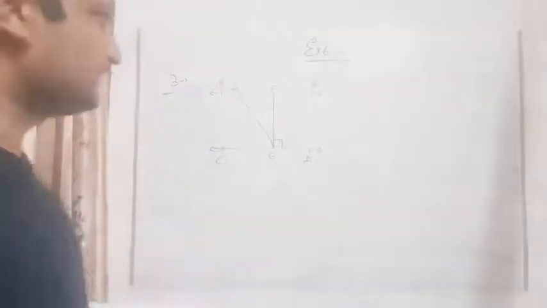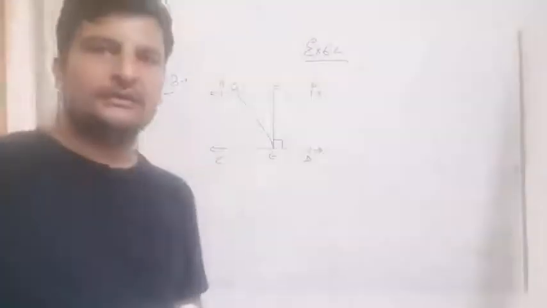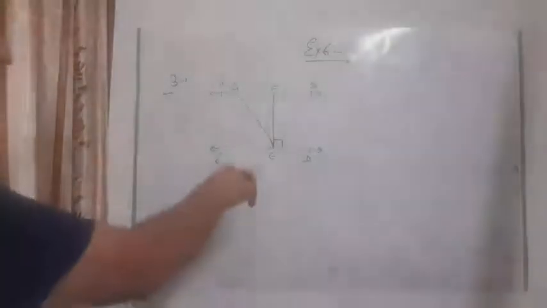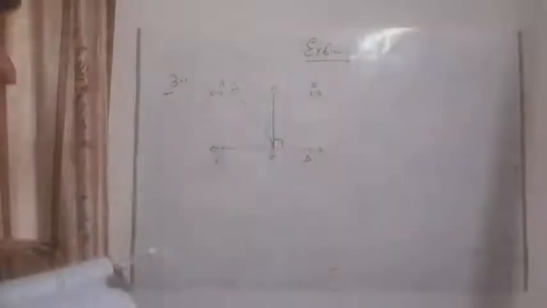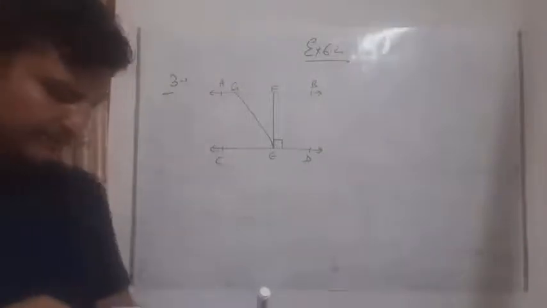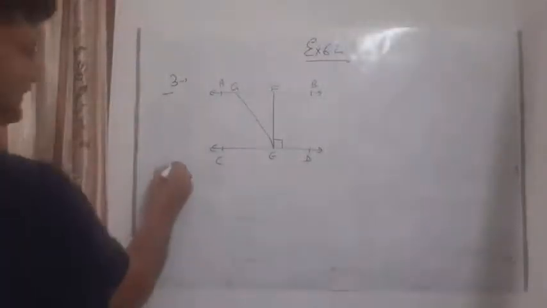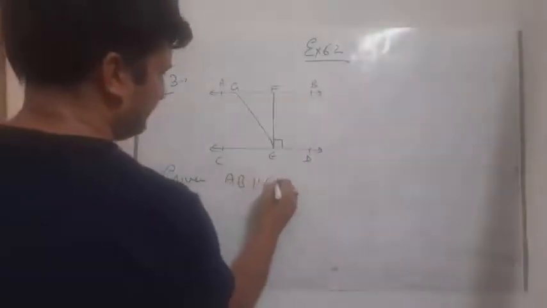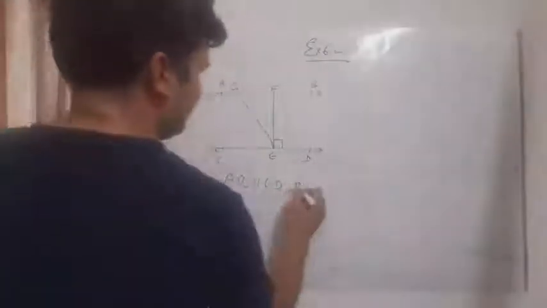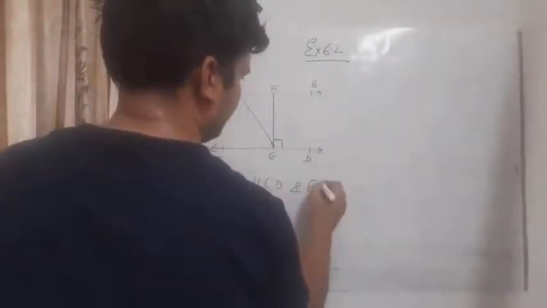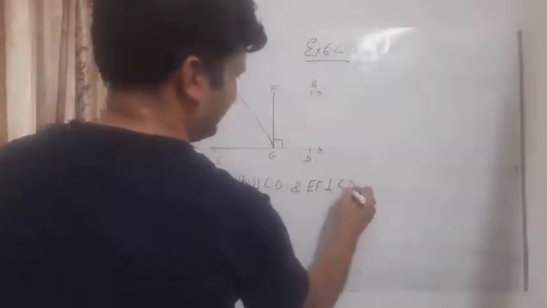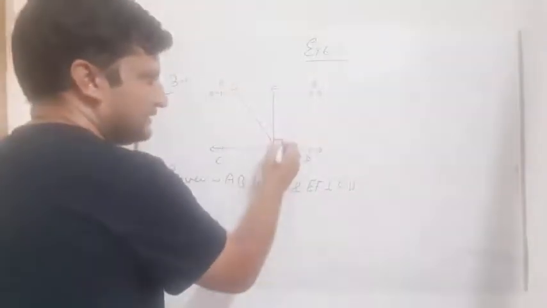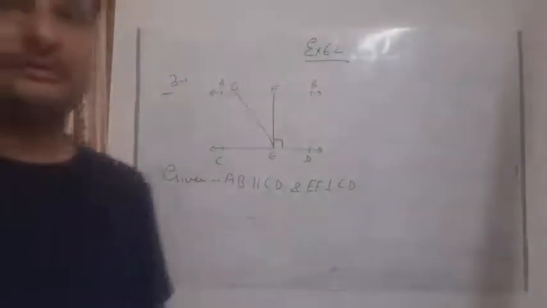Now student, this is question number 3. I have made the figure earlier because it can take much time. It is given that two lines are AB and CD. So we can write it here, given AB parallel to CD and EF is perpendicular to CD. The sign of perpendicular is this one, because this angle is 90 degree. It is given in your book.